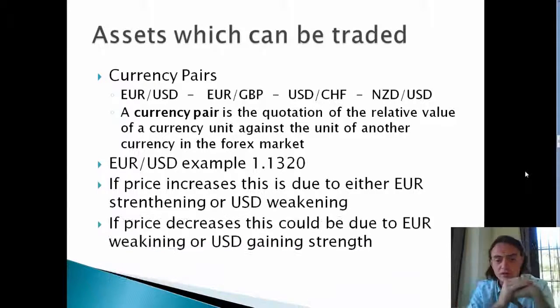Now, conversely, if the price decreases, this is either down to the euro weakening or the USD gaining strength. There are all sorts of news events that can cause this. When you look at an economic calendar, you'll see all of these things. You'll become familiar with them.